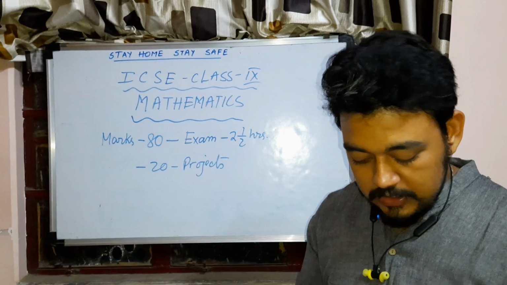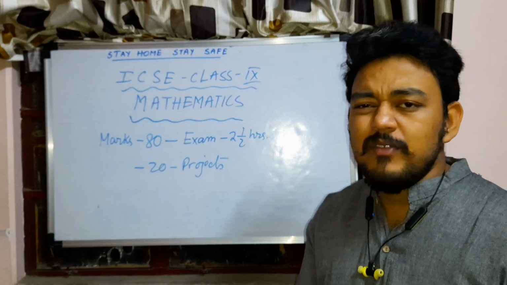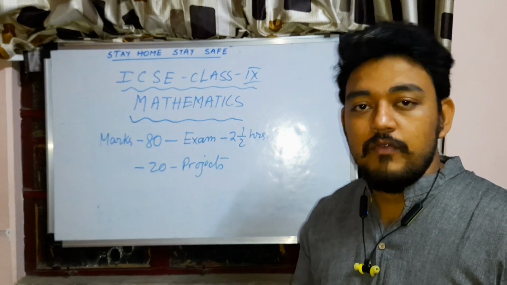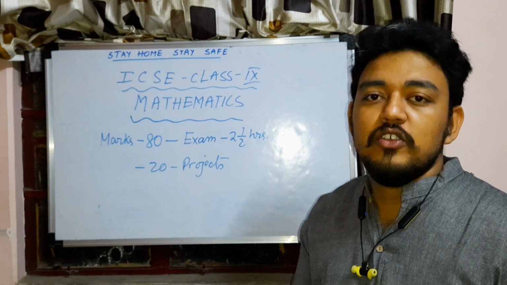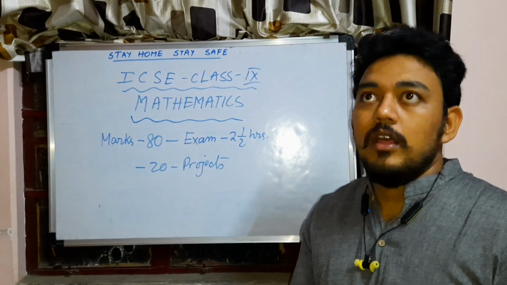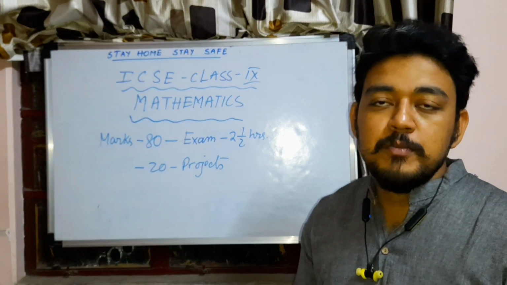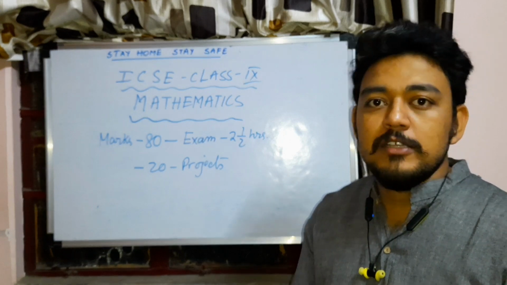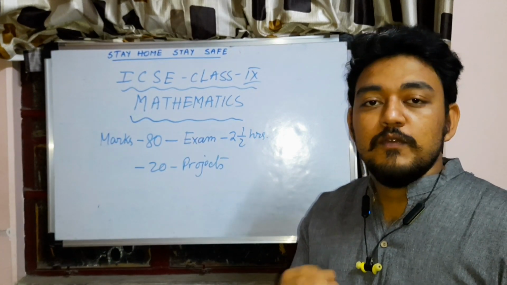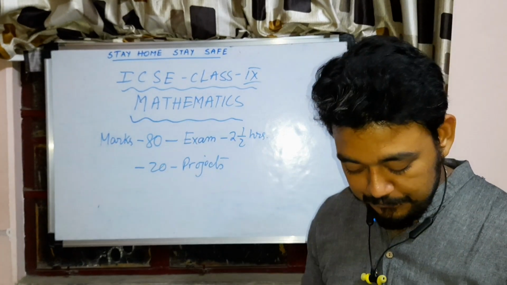Clear? Then the third chapter is expansion. You have already done it, there are a few expansions. The fourth chapter is factorization, a very important chapter because it will help you in class 10 also. In factorization you will learn the formulas a cube minus b cube, a cube plus b cube, and a square minus b square. You know all these formulas, and here you will use them to do the sums.